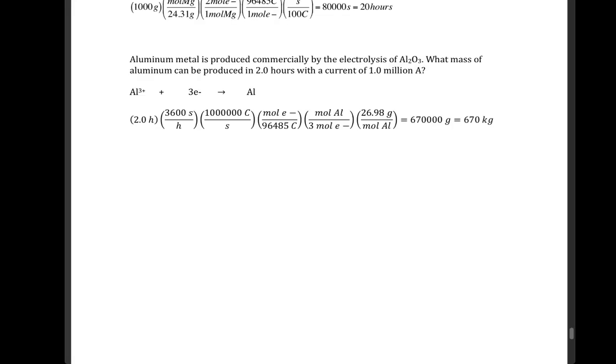Here's another problem. Aluminum metal is produced commercially by the electrolysis of Al2O3. That's how it's found in nature. What mass of aluminum can be produced in 2.0 hours, with a current of 1.0 million amps? Alrighty, so this is dimensional analysis. The order we need to follow just depends upon what information we're given in the problem and where we're going.